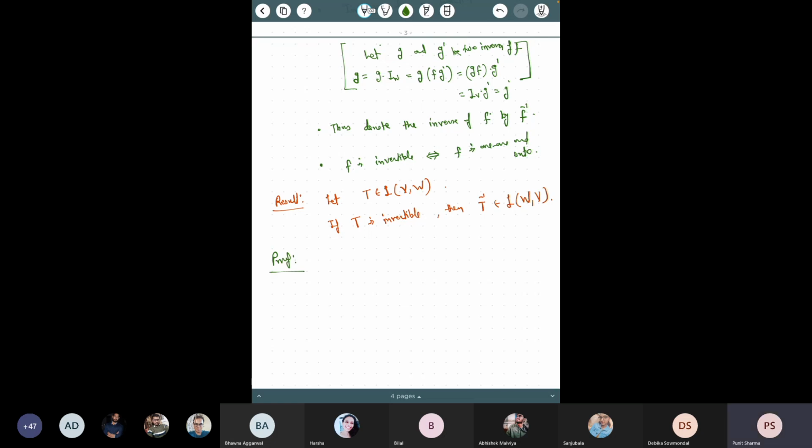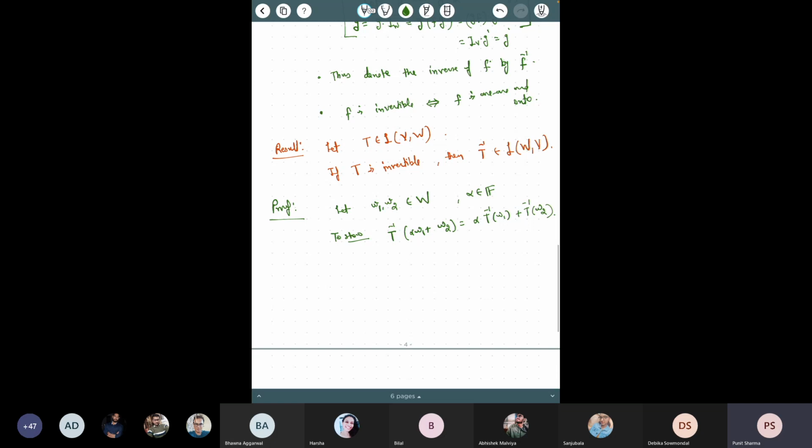Alright, so how to do that? Just use the definition. We are given T, a linear transformation which is invertible. We have to show the inverse is also linear. So we just use the definition of linearity. I'll take two elements in W, say w1, w2 in W, and a scalar alpha in F, where F is the underlying field. To prove that this is linear, I will show that T inverse of (alpha w1 plus w2) is equal to alpha times T inverse of w1 plus T inverse of w2. This is what I need to show.